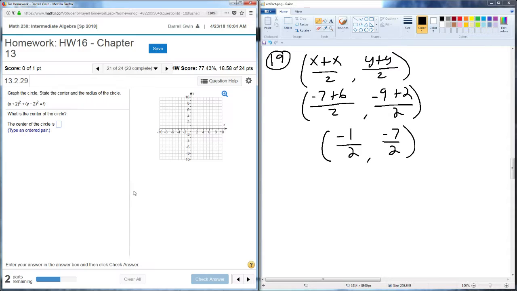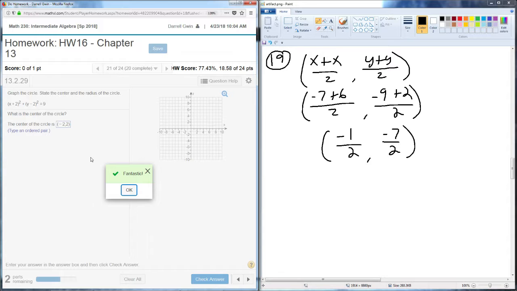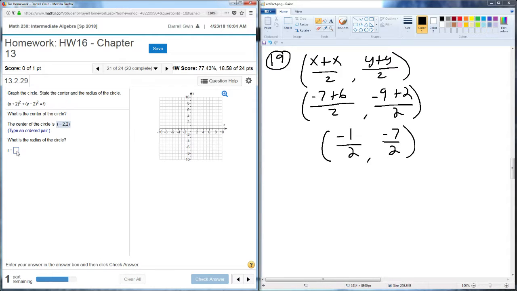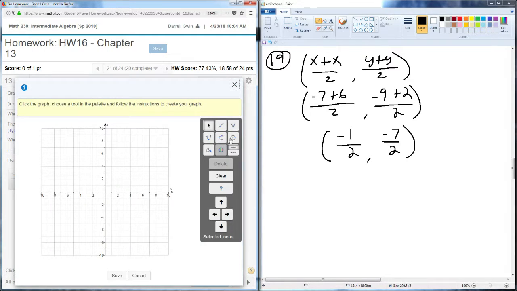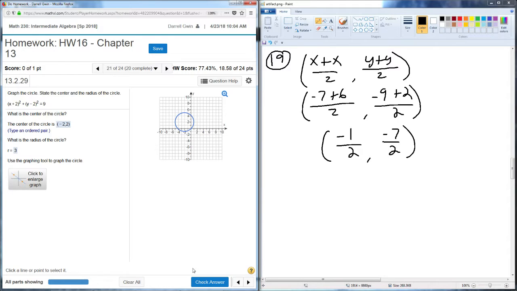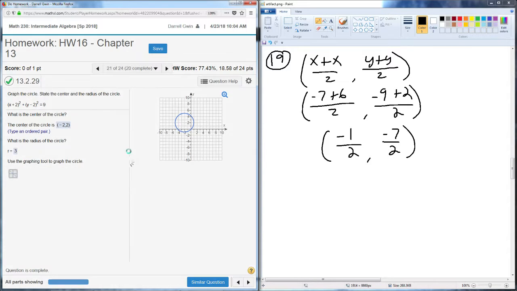Next. 3 more to go. Center circle, h, k, they're always the opposites. Negative 2, 2. And the radius is 3. So negative 2, 2 is the first center. Negative 2, 2. Radius 3. Good.